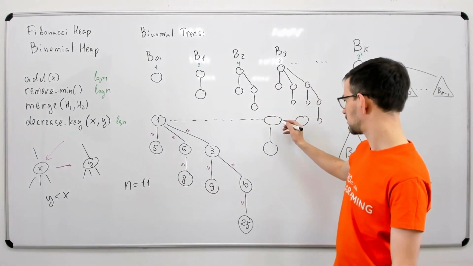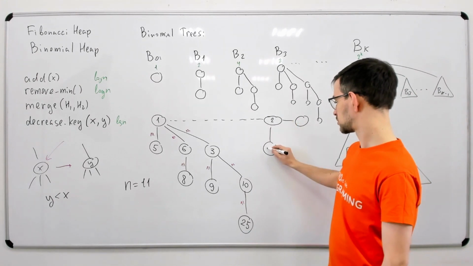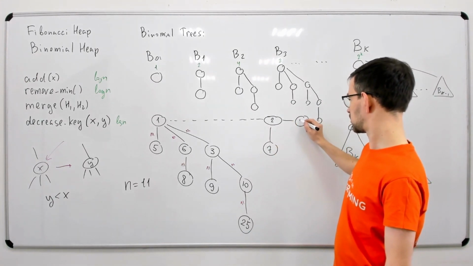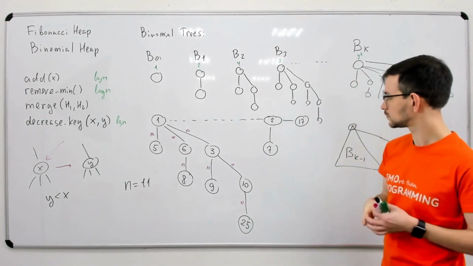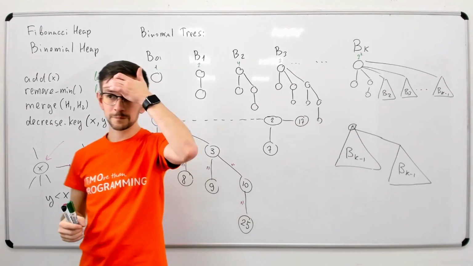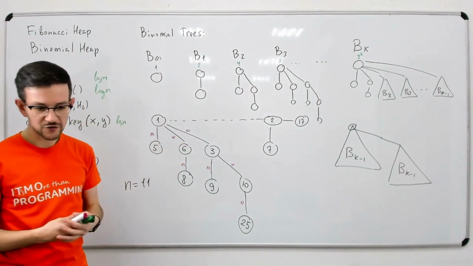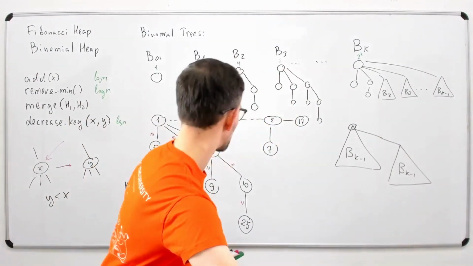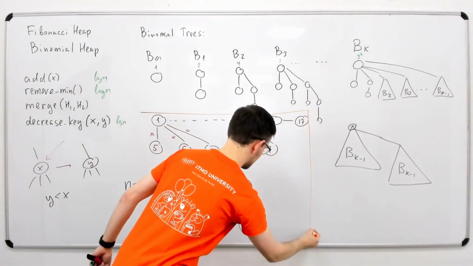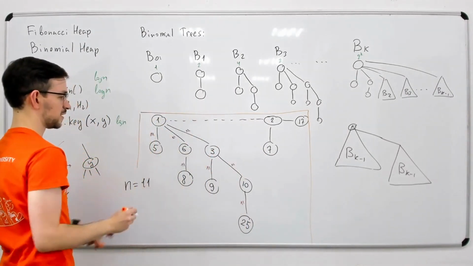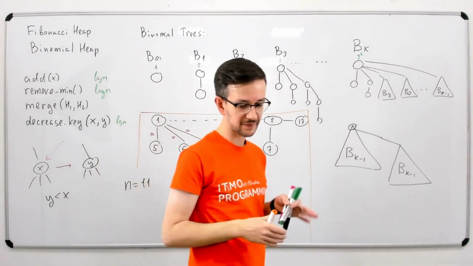So let's add some elements here. We have 2 and 7 here and 17 here. So that's the correct binomial heap of 11 elements. This is the binomial heap. It will always look like that.